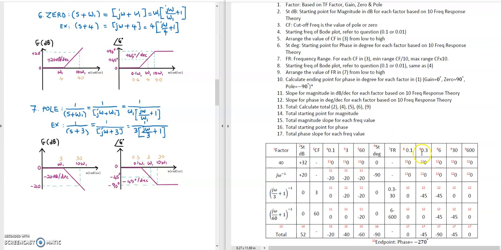Number 9, arrange the frequency range from number 7 from low to high. In this case we have 4 values: 0.3, 30, 6, 600. Arranged in increasing order from low to high: 0.3, the next one is 6, the next one is 30, and the highest one is 600. This is how you arrange the frequencies from the frequency range. If you have another frequency range, you have to add another 2 columns.